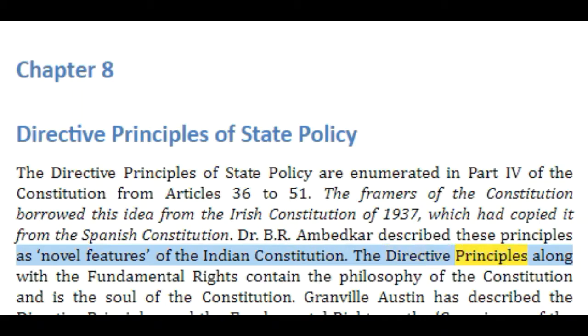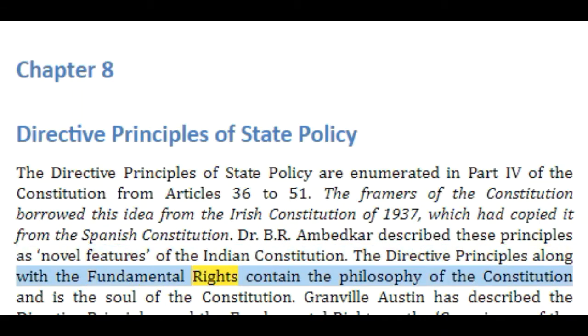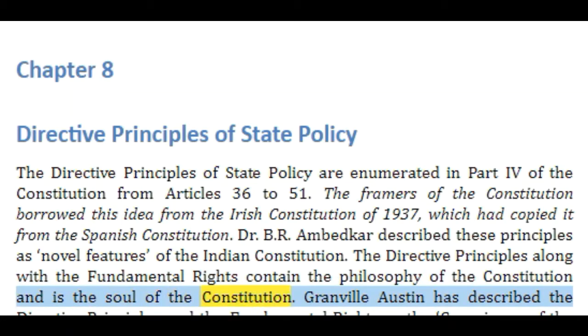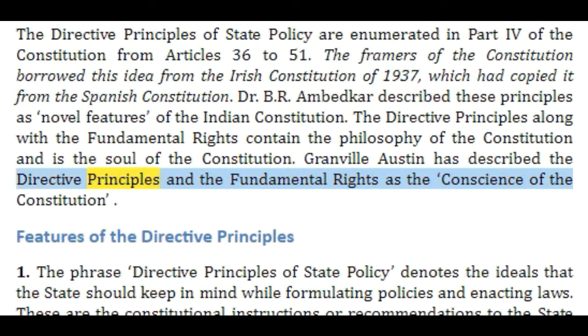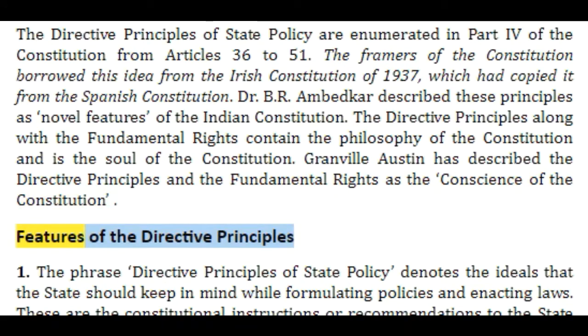The directive principles, along with the fundamental rights, contain the philosophy of the Constitution and are the soul of the Constitution. Granville Austin has described the directive principles and the fundamental rights as the conscience of the Constitution. Features of the directive principles.